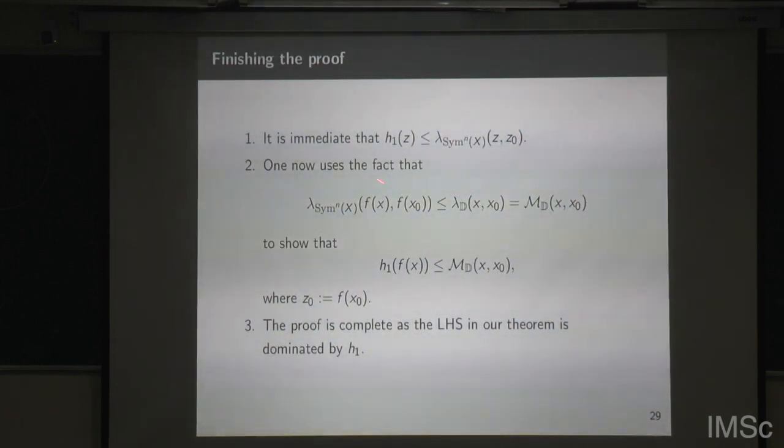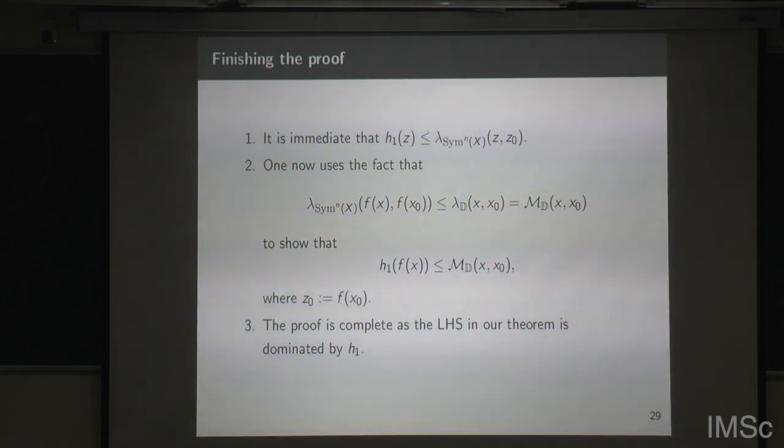Now because of that, it is immediate that h1 of z is less than or equal to lambda sim n x z z0, just by the fact that it is there in that collection. Now one uses the distance decreasing property to show that lambda sim n x fx fx0 is less than or equal to lambda d xx0. And we already know that lambda d xx0 is nothing but m d xx0, the Mobius distance. So consequently what we have shown is that h1 fx is less than or equal to m d xx0.